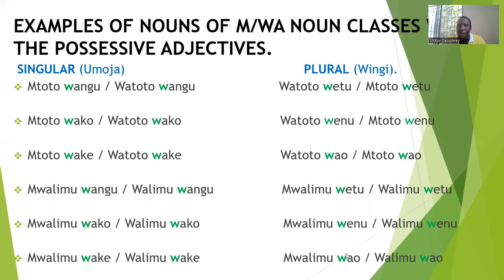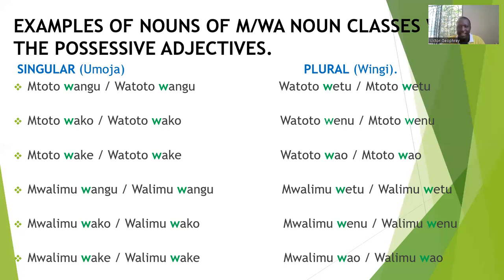You can put other nouns, like for example, a chef. A chef is mpishi. Mpishi in singular, wapishi in plural. For example, say mpishi wangu, wapishi wangu. Mpishi wako, wapishi wako. Mpishi wake, wapishi wake. You see? Wapishi wetu, mpishi wetu. Wapishi wenu, mpishi wenu. Wapishi wao, mpishi wao. Simple like that. You see?